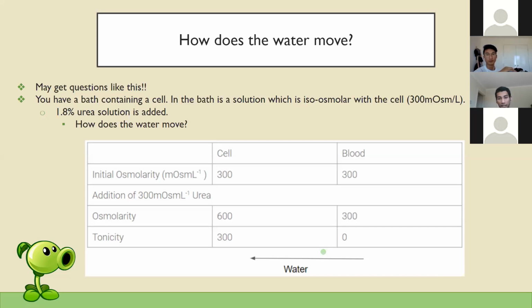And then in the blood, it stays as 300. What you have to understand is that we are assuming it's an infinite bath. This is something that Chris Wright probably mentioned: because your red blood cells are so small compared to your bloodstream, whatever you change in your bloodstream is effectively not going to change the concentration within the bloodstream.